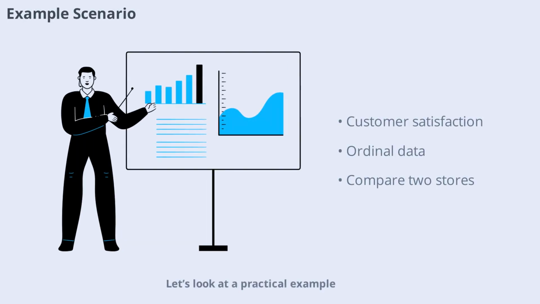Let's look at a practical example. Imagine you want to compare customer satisfaction scores between two stores. The scores are ranked from 1 to 5. Since the data is ordinal and may not be normally distributed, the Mann Whitney U test is perfect. You'd follow the steps we just discussed to see if one store consistently receives higher satisfaction rankings.